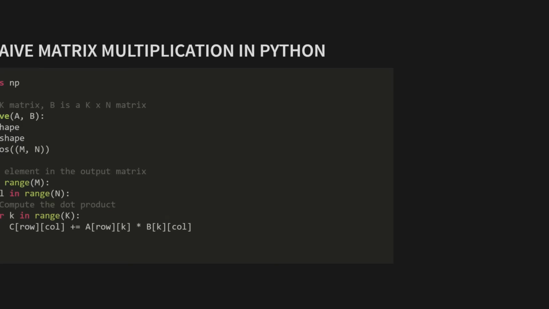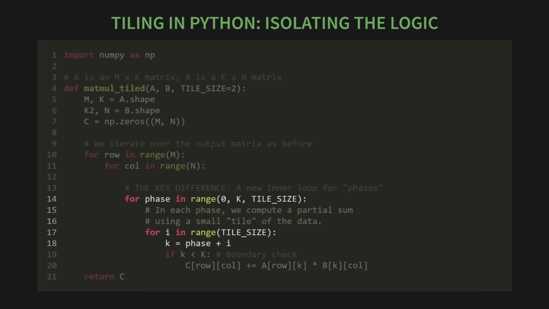Standard stuff. Now, here is tiling in Python. This is where we isolate the logic. The function is matmul_tiled. It looks almost the same at first. We still have our loops for row and column. But look closer. The key difference is a new inner loop for phases.